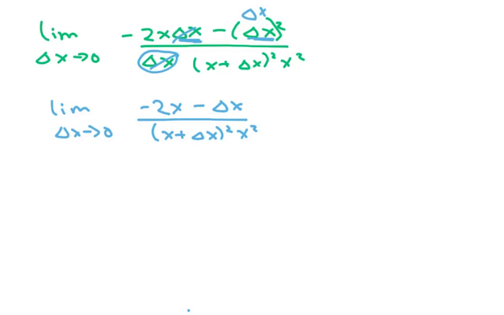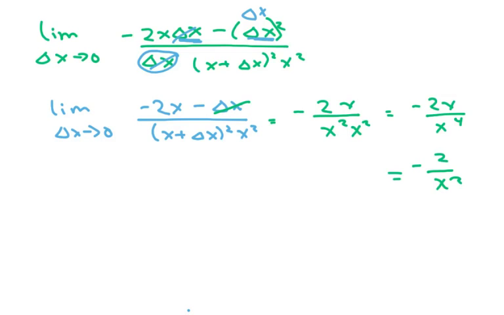Now, if I plug in a 0 here, that goes away. And I plug a 0 here, so you can just get negative 2x over x plus 0 squared, so that's x squared, which equals negative 2x over x to the 4th, which equals negative 2 over x cubed. And that's your final answer.